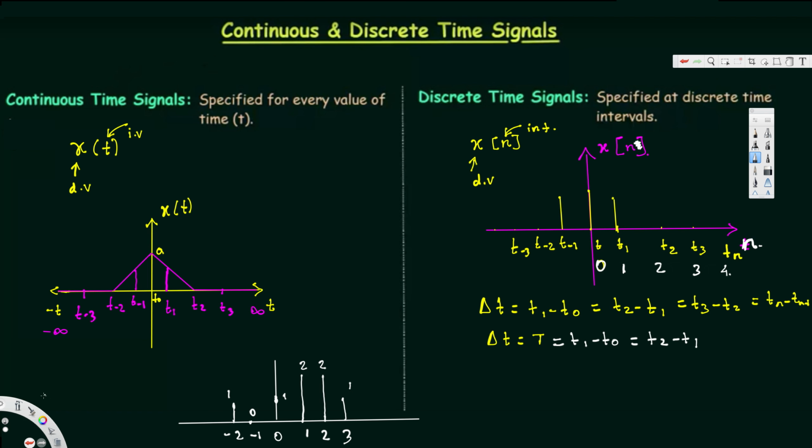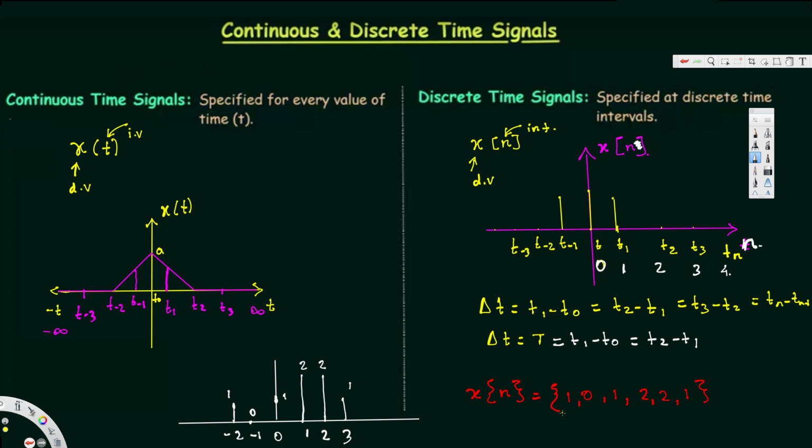To express this one, what we do is we put x, and in curly brackets we put n. Then we write the amplitudes in this order: 1, 0, 1, 1, 0, 1, 2, 2, 1. But this alone is not enough, because we don't know if this is the only information we have. We don't know where it is located, like we don't know the independent variable.